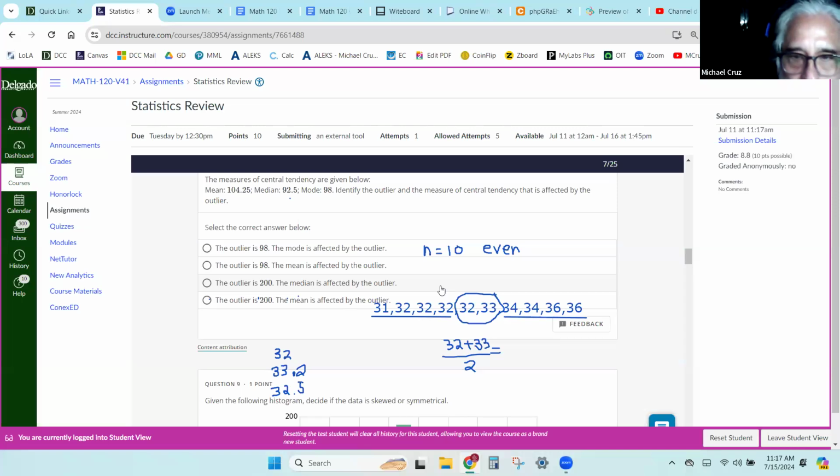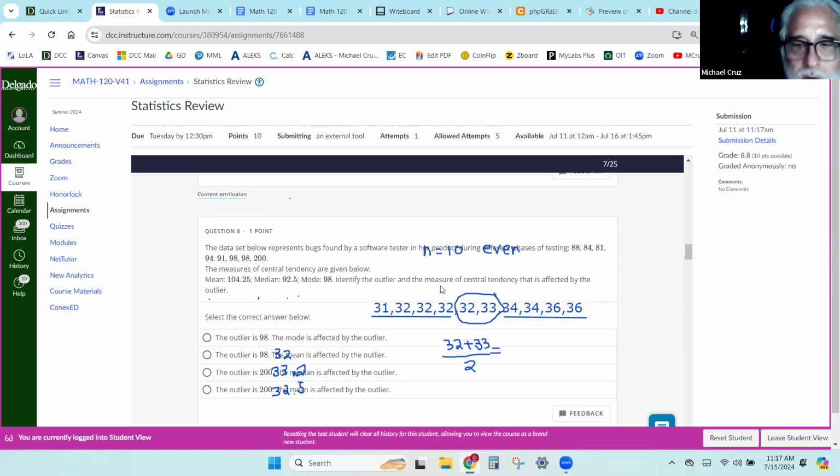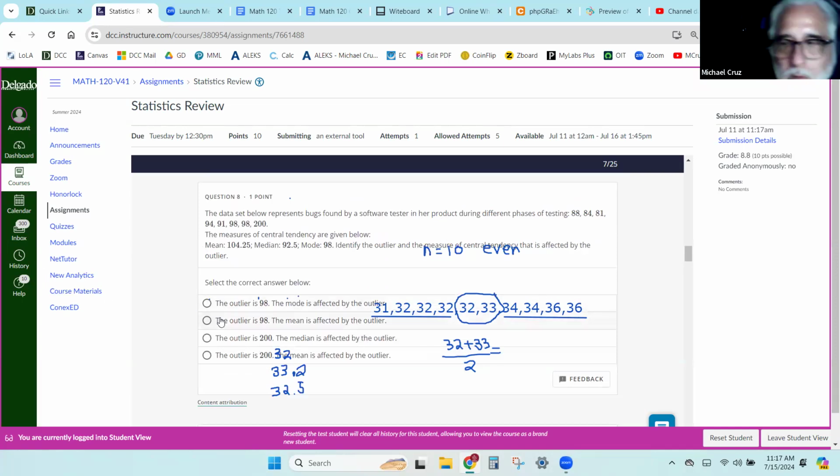So the measure of central tendency, the mean is 104.25. Oh, here's the data up here. The data set below represents bugs found by a software tester in her product during different phases of testing: 88, 84, 81, 94, 91, 98, 98, and 200. So they're going to give us the mean, the median, and the mode.